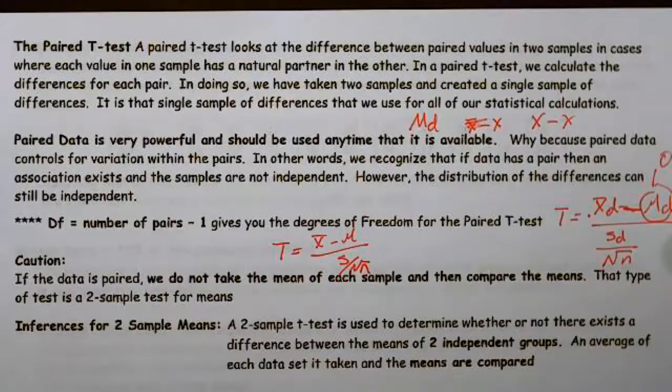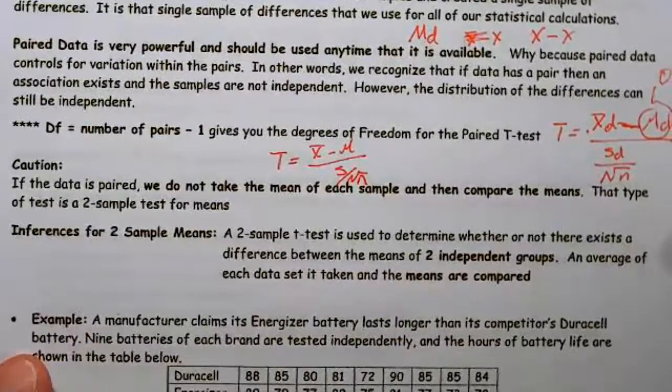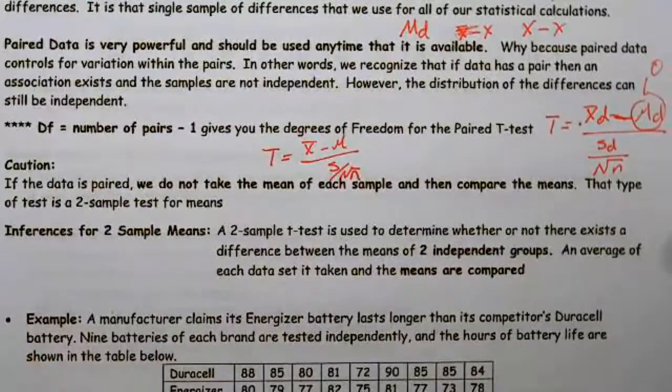All right. Big caution. This is one of the things that we struggle with. If data is paired, we do not take the mean of each sample and then compare the means. That's a two-sample test for means, which is what we're about to talk about. Just a two-sample t-test, and we're looking to see if there's a difference between the means of the two groups, and so on. And then we compare.